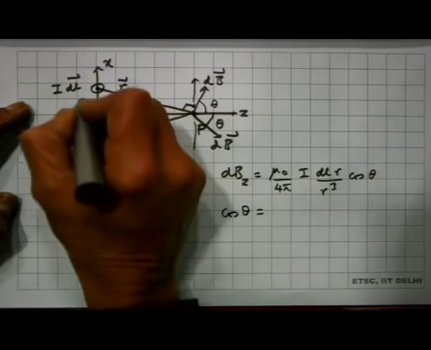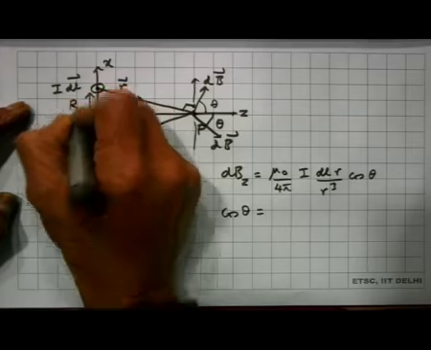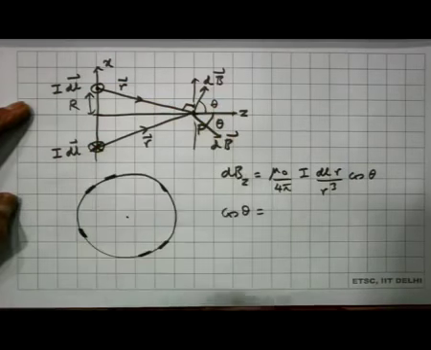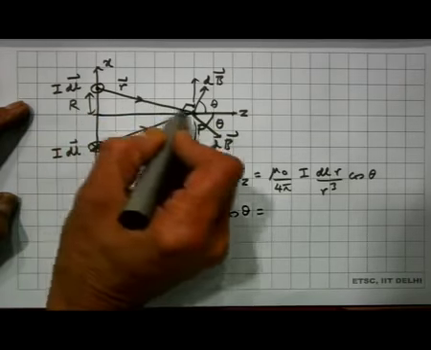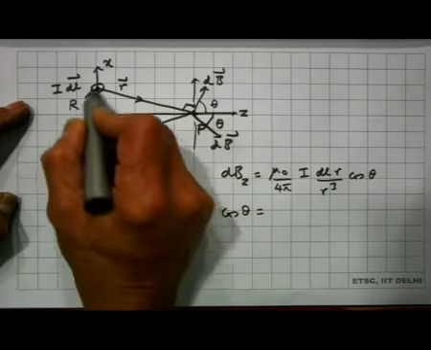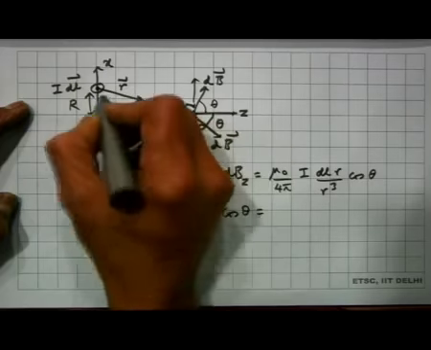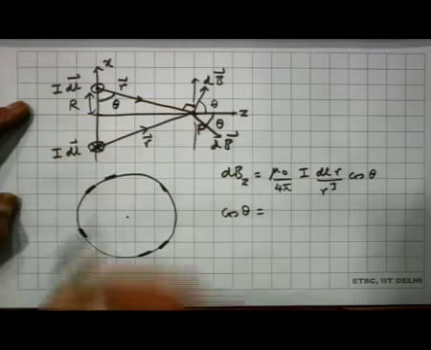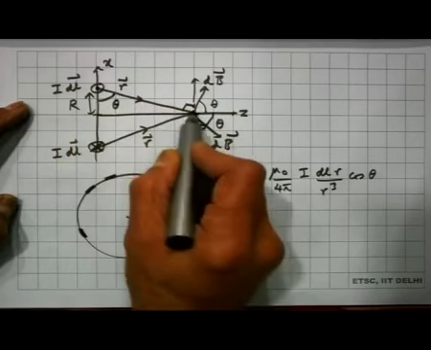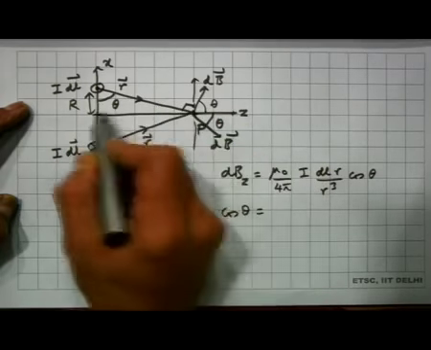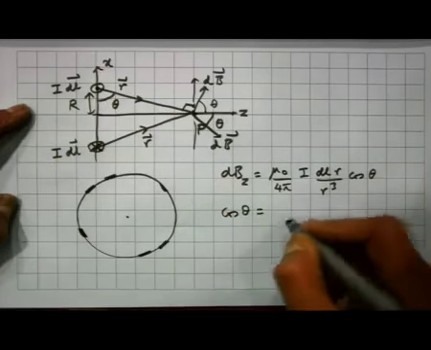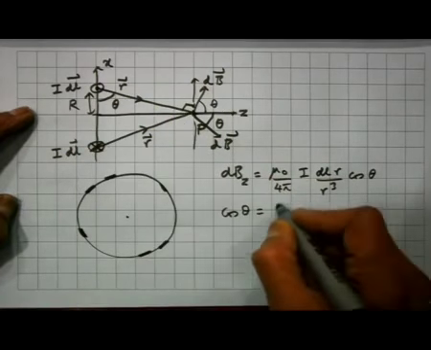If this is the radius of the coil, capital R, and this distance is small r, then cos theta, so this angle is theta. Notice that this line is perpendicular to this line and this line is perpendicular to this line, so this angle is also theta. This r vector is perpendicular to the magnetic field, and this line is perpendicular to this line, so that angle is theta. So cos theta is nothing but capital R by small r.